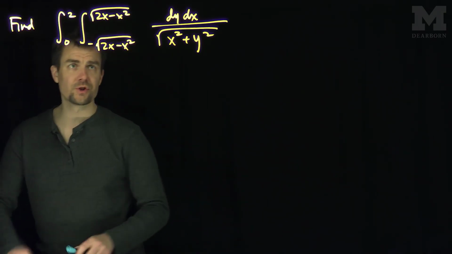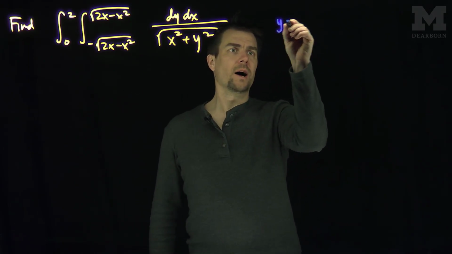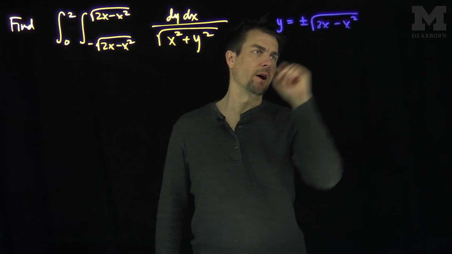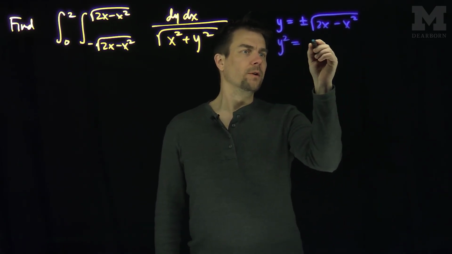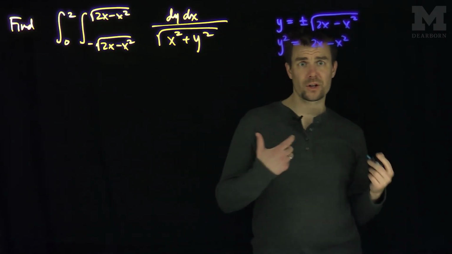So let's first sketch this region. Let's look at these y limits over here. The y limits of integration are plus or minus the square root of 2x minus x squared. If I square this, I have y squared is equal to 2x minus x squared. And we can see this is the equation of a circle.